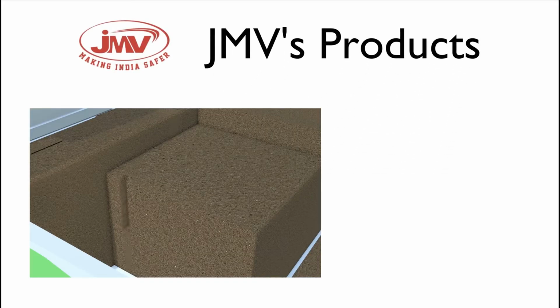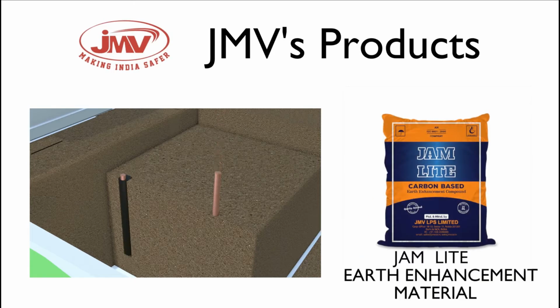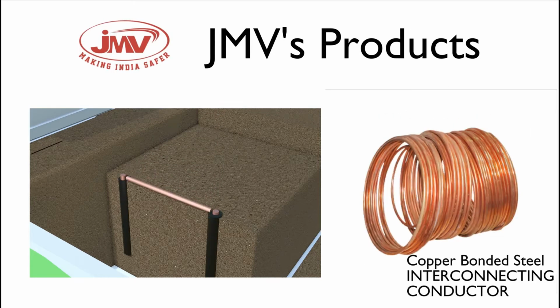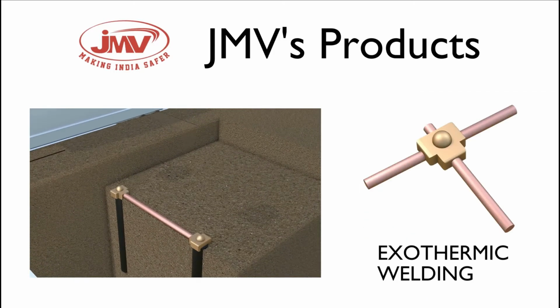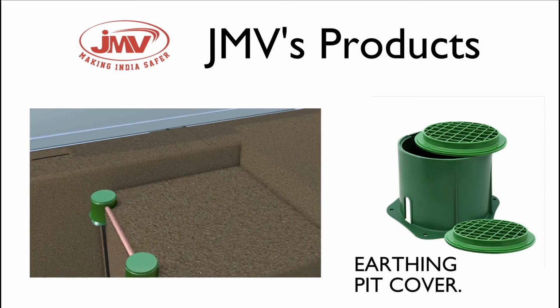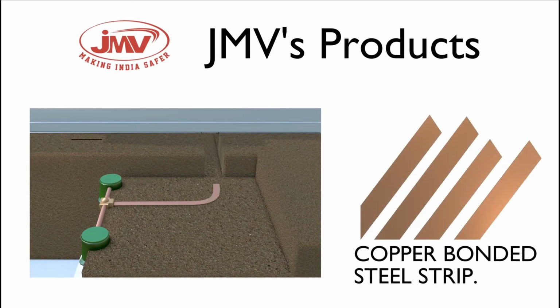Products used for earthing: copper bonded steel rod, JMV light earth enhancement material, copper bonded steel interconnecting conductor, exothermic welding, earthing pit cover, copper bonded steel strip.